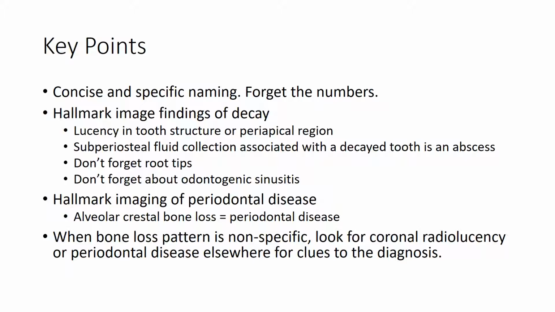In contrast to the periapical bone loss seen in decay, alveolar crestal bone loss is synonymous with periodontal disease. When the bone loss pattern is nonspecific, you can look for coronal radiolucency to suggest decay or periodontal disease elsewhere, which may suggest a periodontal etiology.